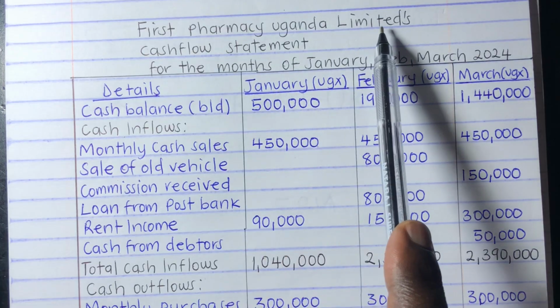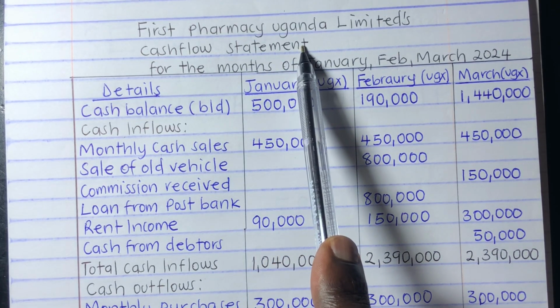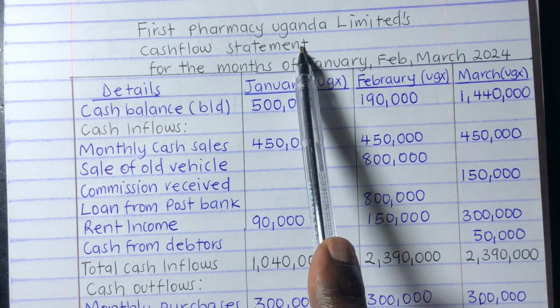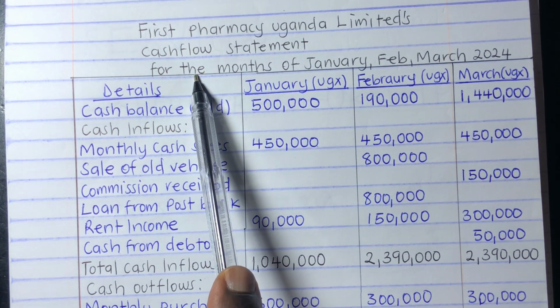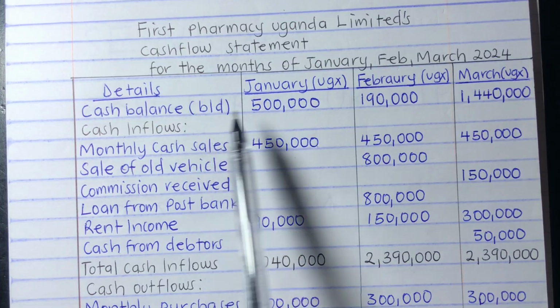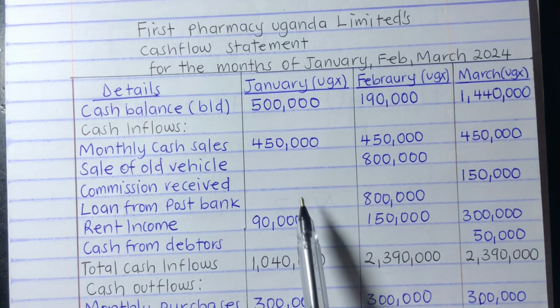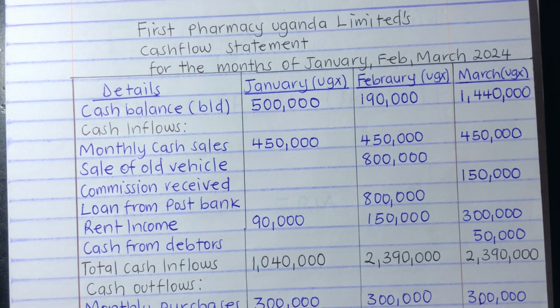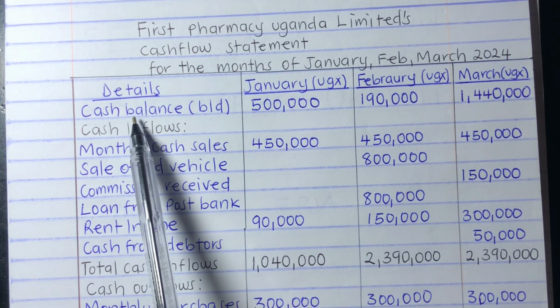So the first line is for the business name, the second line is for the name of the account or statement, in this case a cash flow statement, and the third line is for the period or the months. This is the format of the cash flow statement. We have 4 columns. The first column is for the details, and the others are for the first month, second month and third month.